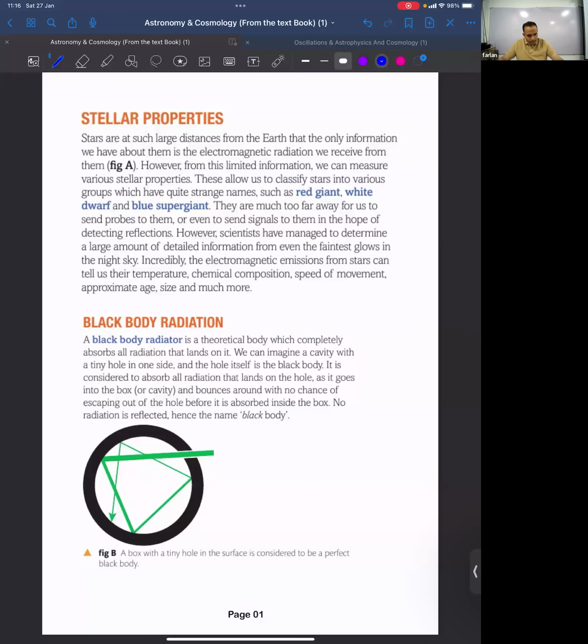A black body radiator is a theoretical body which completely absorbs all radiation that lands on it. Okay, there is a black body. Now guys, usually when light falls onto a surface, why you can see me is, whatever the light falling on me is reflecting, and that reflected light is passing through your eyes. So your eye will send a signal to your brain. So there's a paint a guy made, like the blackest of black paint. It's like that, like no light reflects at all.